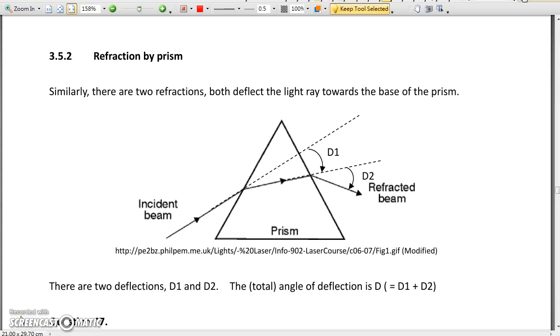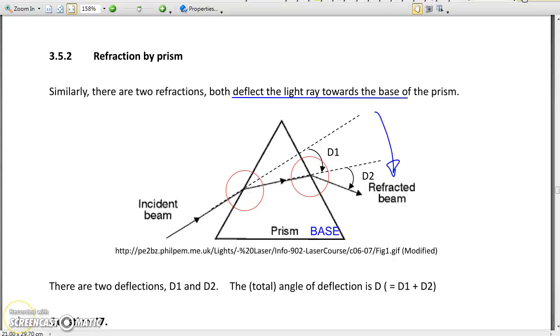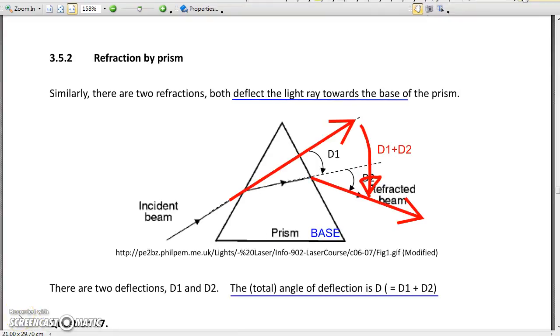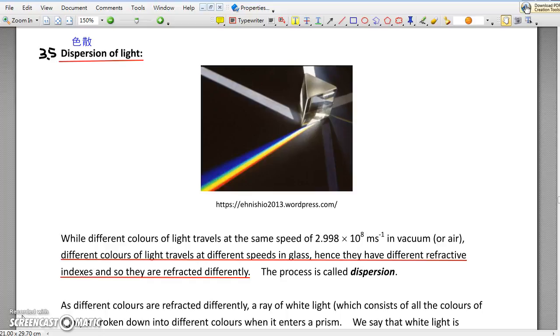Similarly, there are also two refractions when a light ray travels through a prism. But you can see the light ray always deflects towards the base of the prism. And for the two refractions, there are changes in direction of the light ray. First, by the angle d1, and then by the angle d2, so that altogether, the total angle of deflection is d1 plus d2. You may notice that white light is separated into rainbow colors when it passes through a prism.